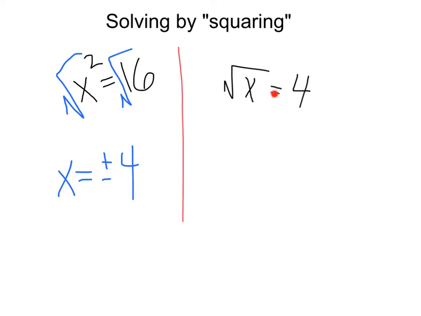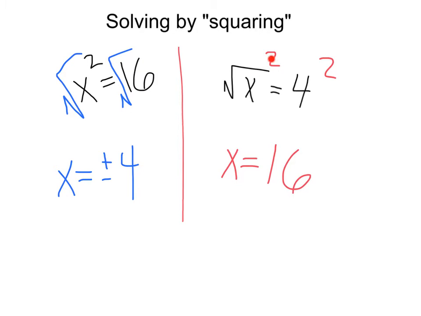Take this square root of x equals 4 on the right. If we square both sides, that square root and square are going to cancel each other out, leaving us with x equals 4 squared, which will be 16.